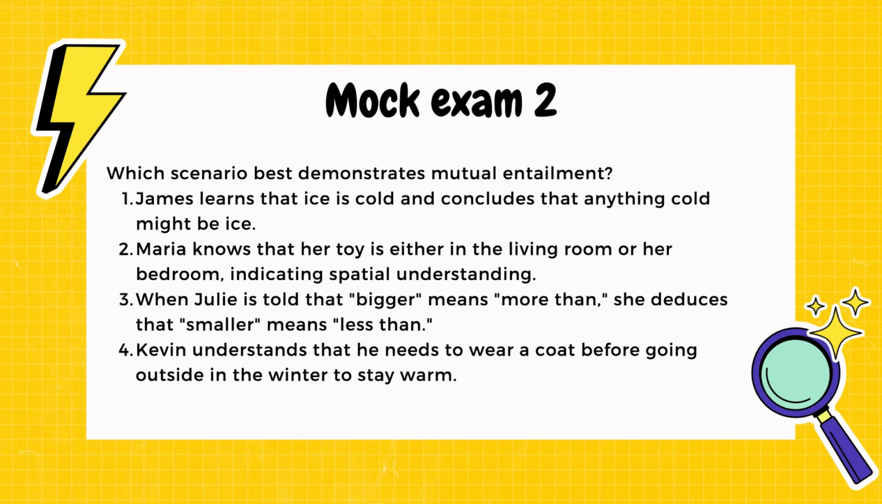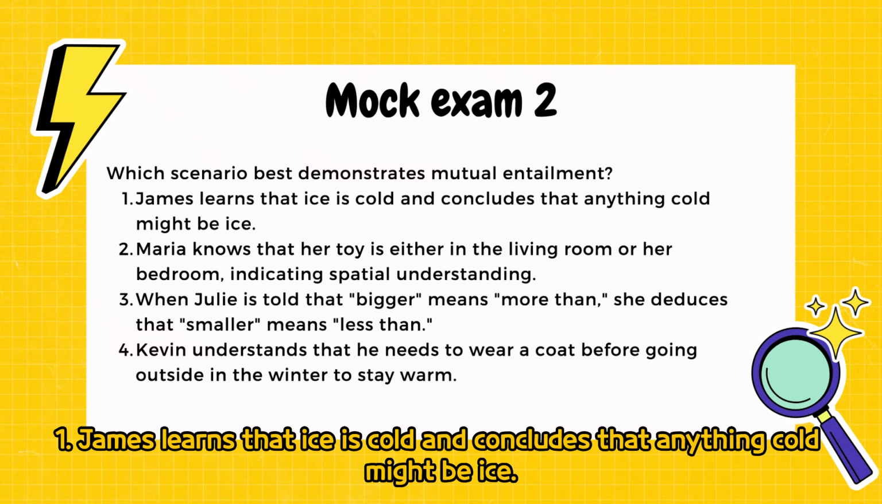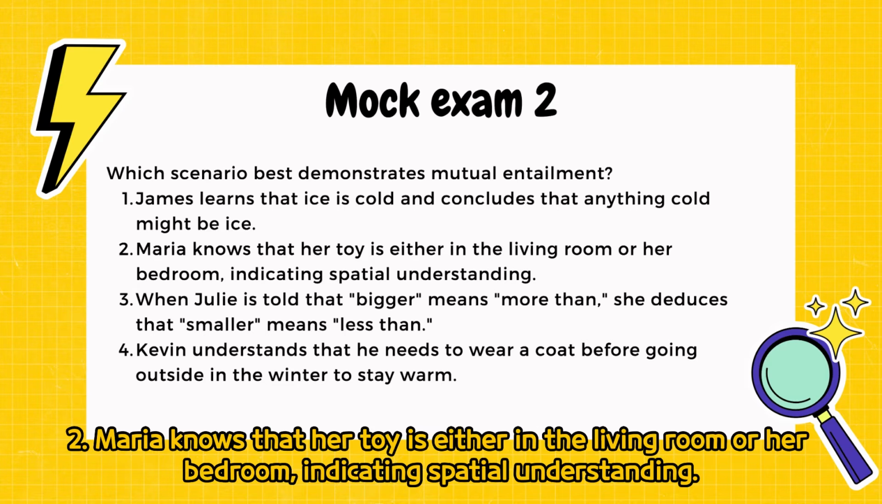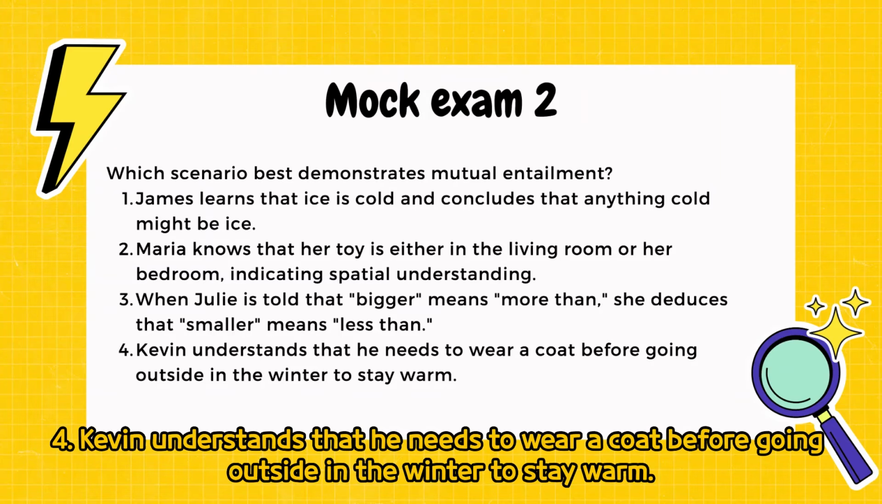Mock Exam 2. Which scenario best demonstrates mutual entailment? 1. James learns that ice is cold and concludes that anything cold might be ice. 2. Maria knows that her toy is either in the living room or her bedroom, indicating spatial understanding. 3. When Julie is told that bigger means more than, she deduces that smaller means less than. 4. Kevin understands that he needs to wear a coat before going outside in the winter to stay warm.